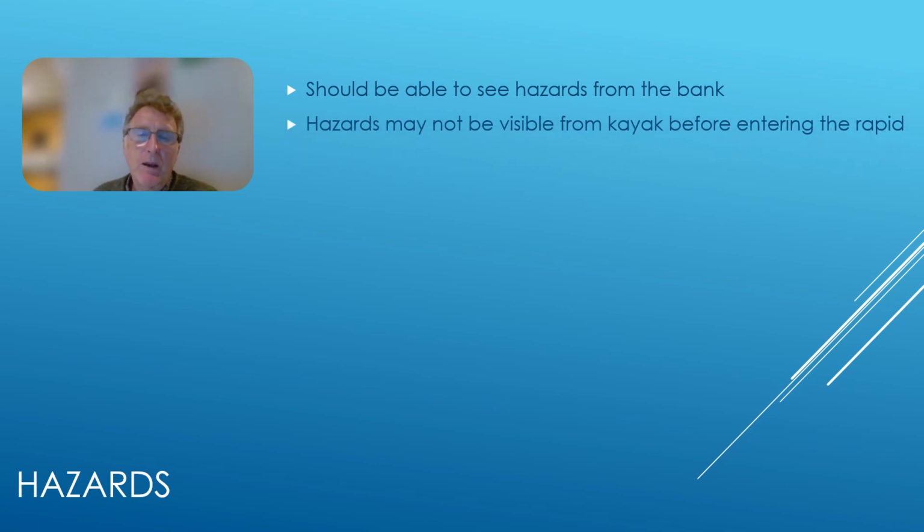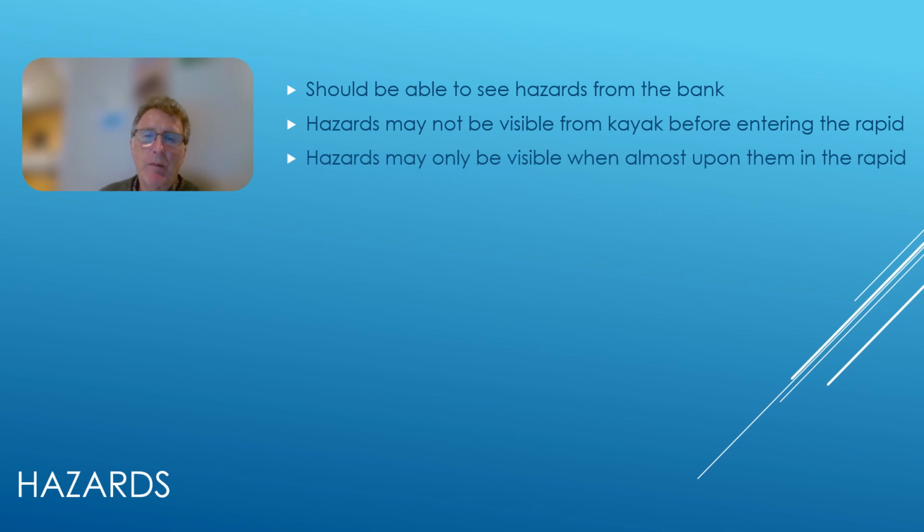So hazards can be seen from scouting on the bank. From either bank you should be able to see a hazard. If you try to scout from your kayak above the rapid, even if you ferry glide from side to side, you may not be able to see around corners, you may not be able to see because the hazard is below your line of vision. So in that case you may come upon a hazard when you're halfway down a rapid, and you may be left with very little time to react.